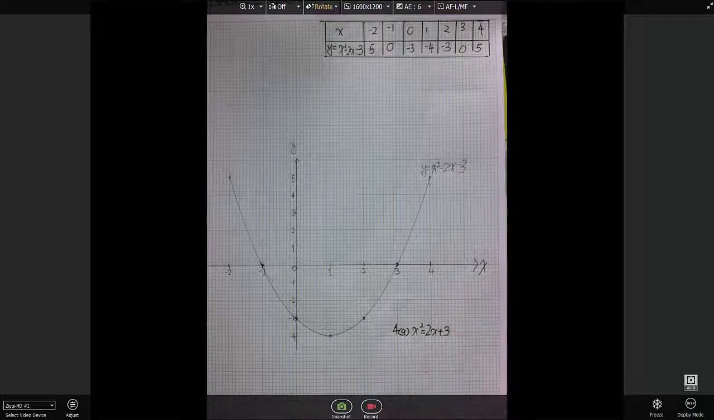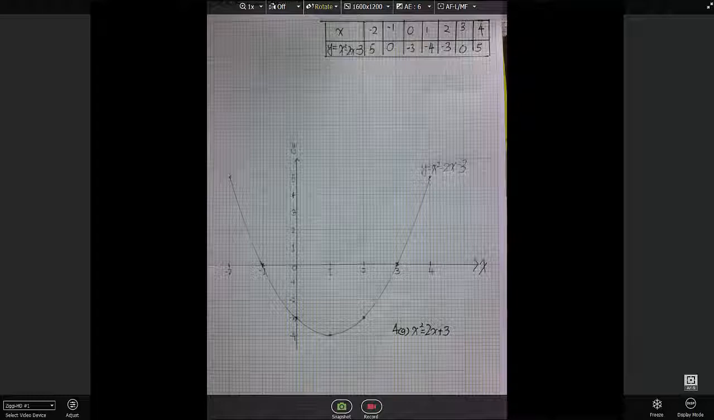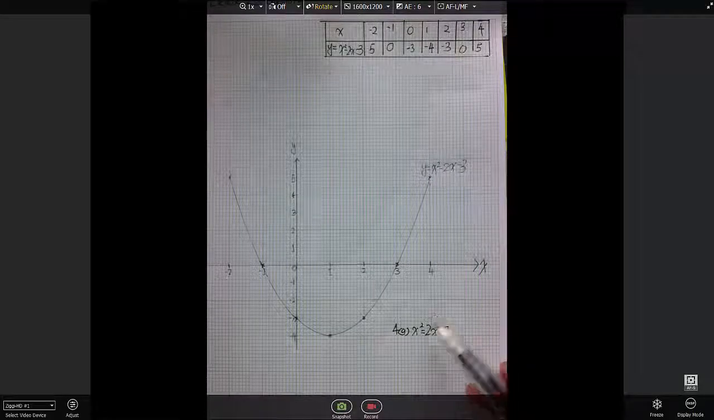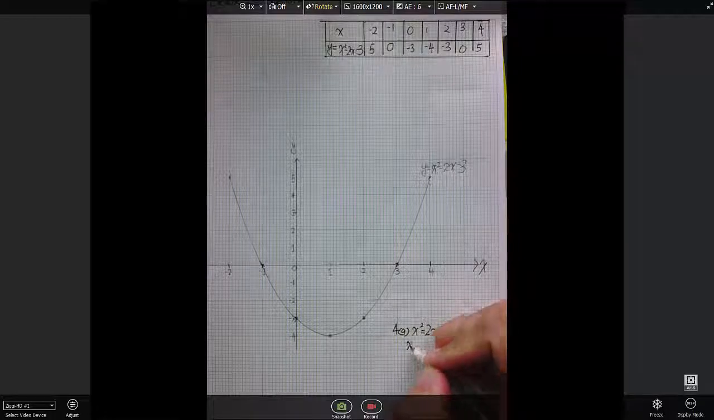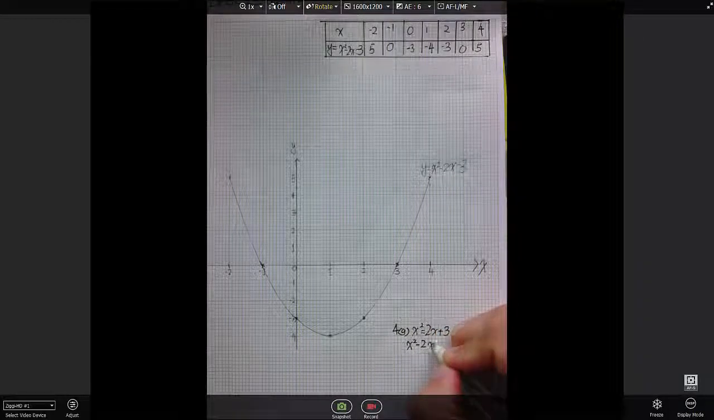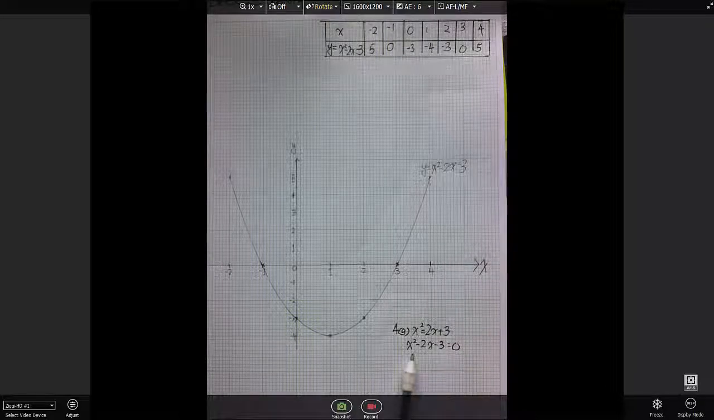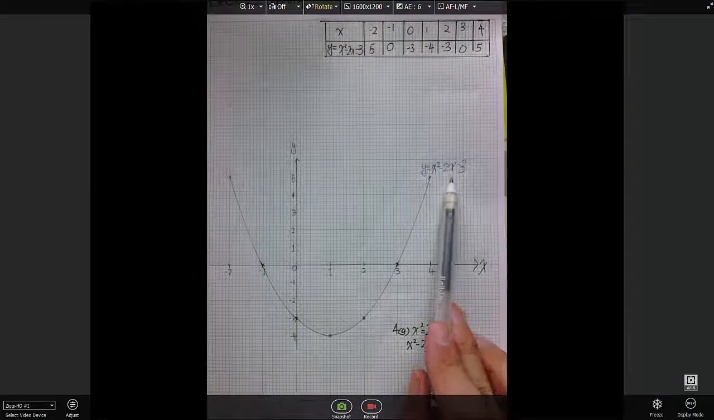X squared is 2x plus 3. So now, please don't go and draw a new graph and then try to draw again. Try to work with what we have. Notice that what we have is x squared minus 2x minus 3. So I tried to rearrange this equation to get that. So I get x squared minus 2x minus 3 equals 0. This and this are the same thing now.